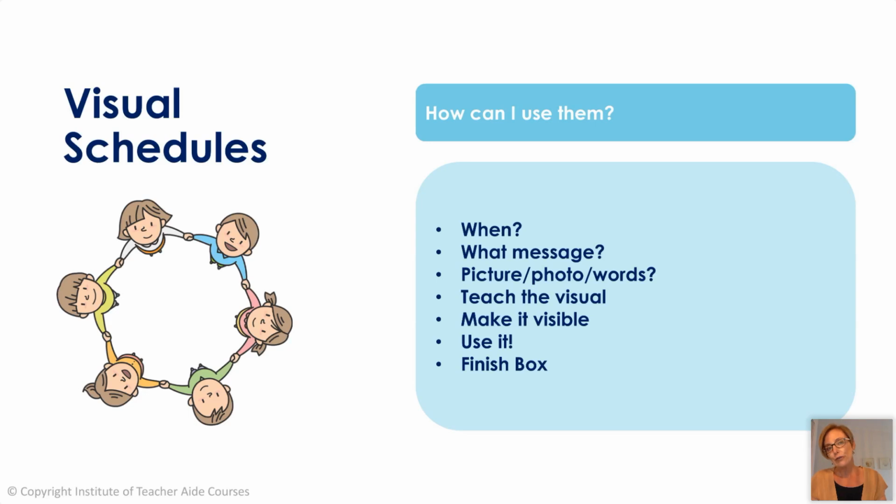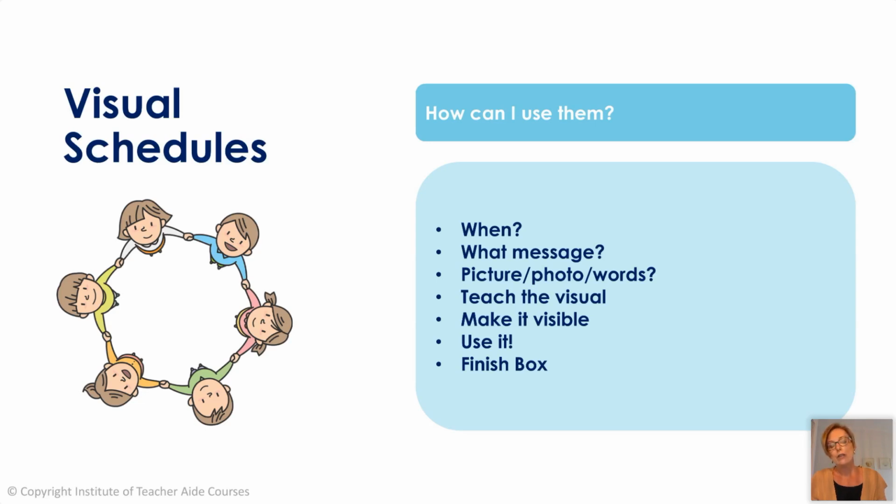Make a list of what visuals you want to include in your schedule. And then get your photos, get your pictures or your other material that you've got to source and print them out, or take photographs if you need to take photographs. And then you've got to create the visual.